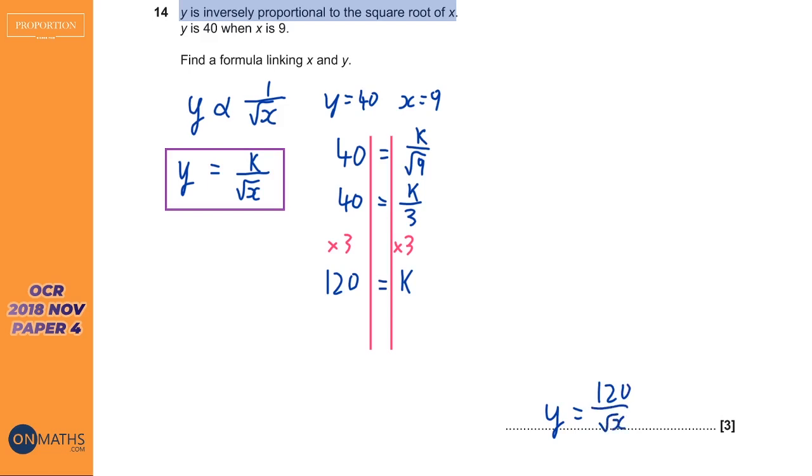Now you might be wondering why I took it as a positive 3. Well, if you look at the formula, we're going to square root x anyway, so that will generate a positive and negative. So it doesn't matter whether that 120 is positive or negative. Your answer for y can still be positive or negative.